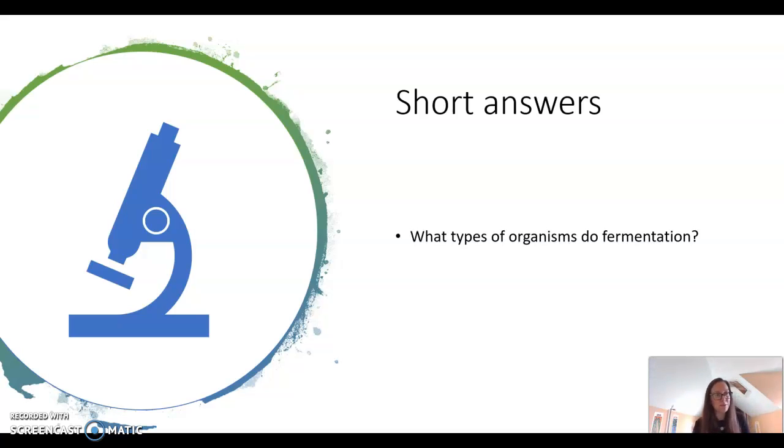What types of organisms do this? Well, there are many bacteria, many species can do fermentation. A lot of the bacterial species will do a type of fermentation called lactic acid fermentation. Yeasts are known for an alcoholic fermentation. We use that for beer and bread. And animals, surprisingly, can do some fermentation in their cells, even us, in our metabolism.